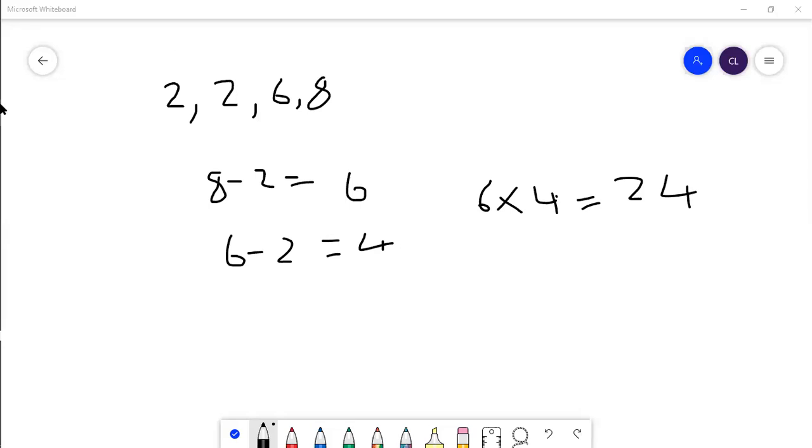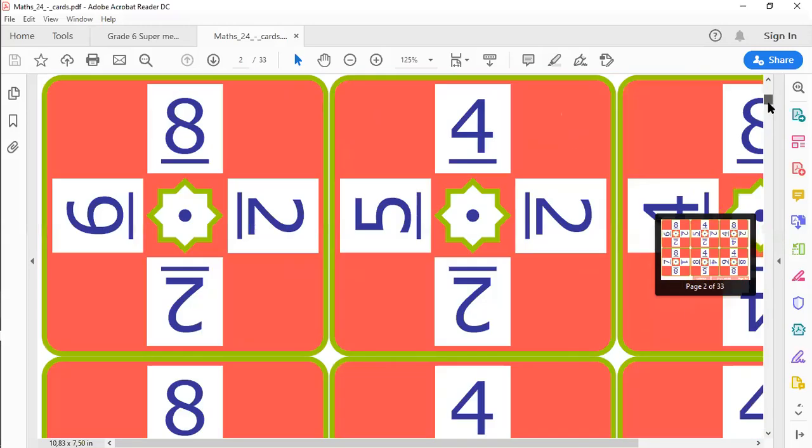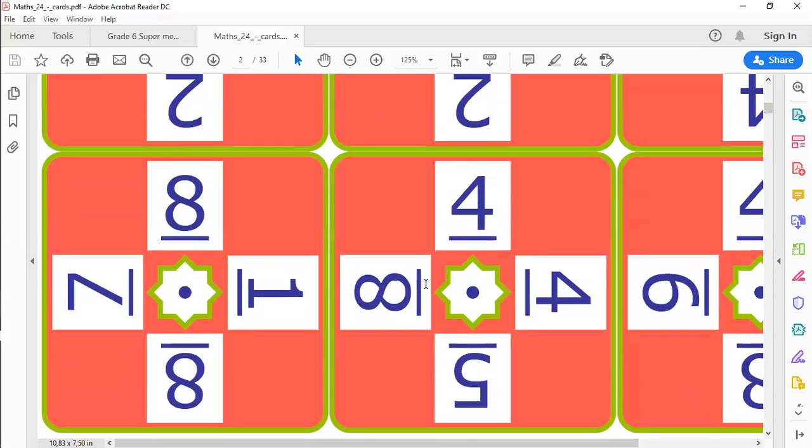Let me use another example so that we can make sure that we understand this 100%. Let's go back here. Let me steal one example quickly. I've got 8 and 4 and 4 and 5.